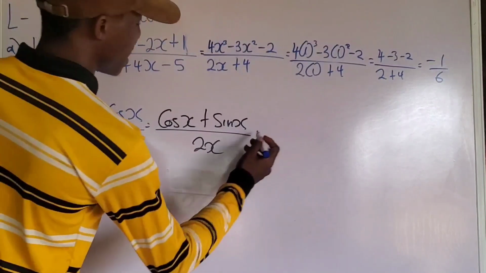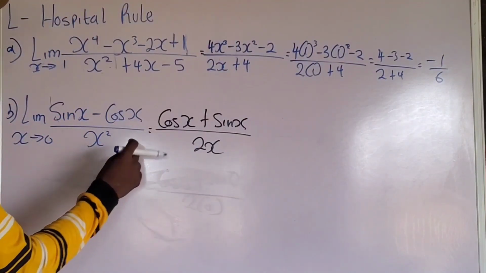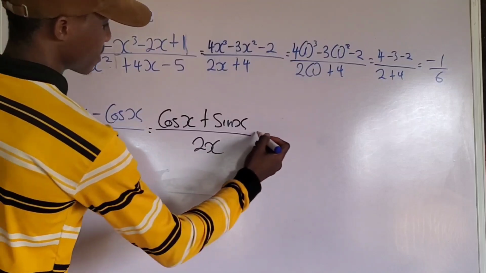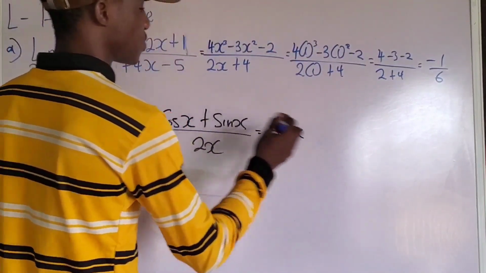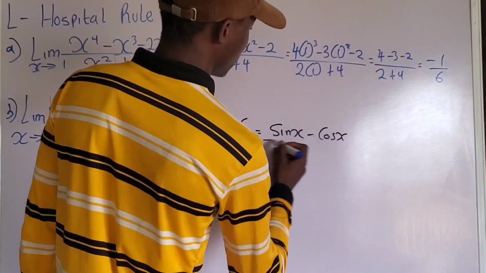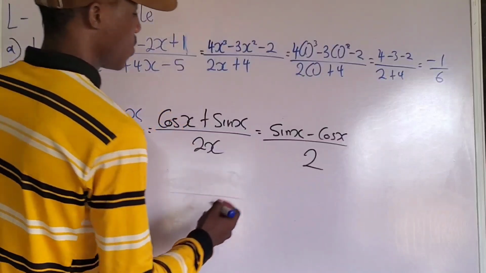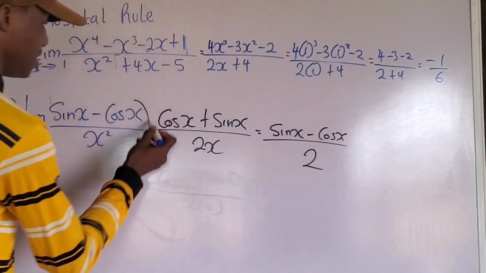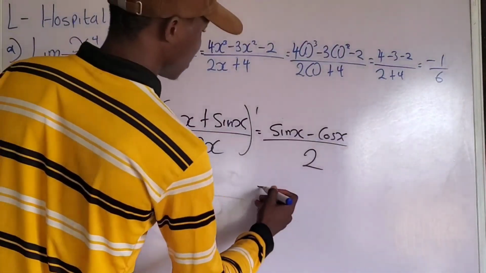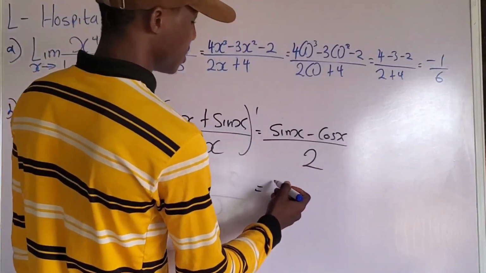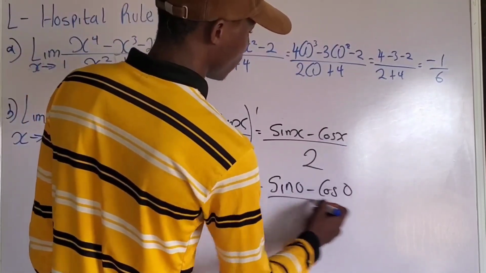So if you differentiate cos x, okay? If you differentiate cos x, you're going to have what? You're going to have sin x. And if you differentiate sin x, you're going to get minus cos x all over. If you differentiate 2x, you're going to have 2, okay? So the derivative of this function is this, and the derivative of this function is this. Now, let us substitute. I'm going to have sin 0 minus cos 0 all over 2.